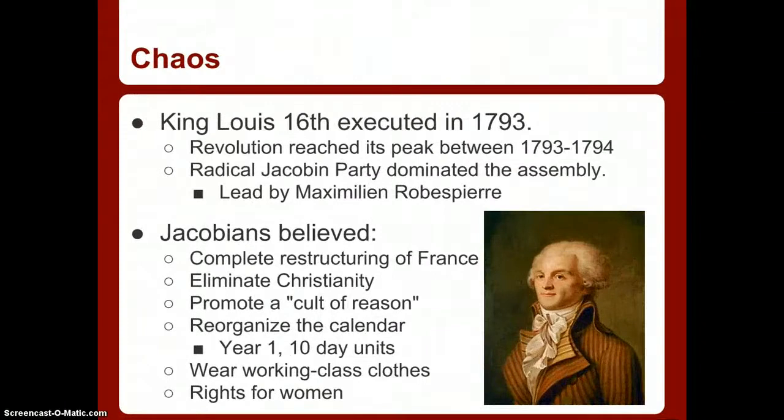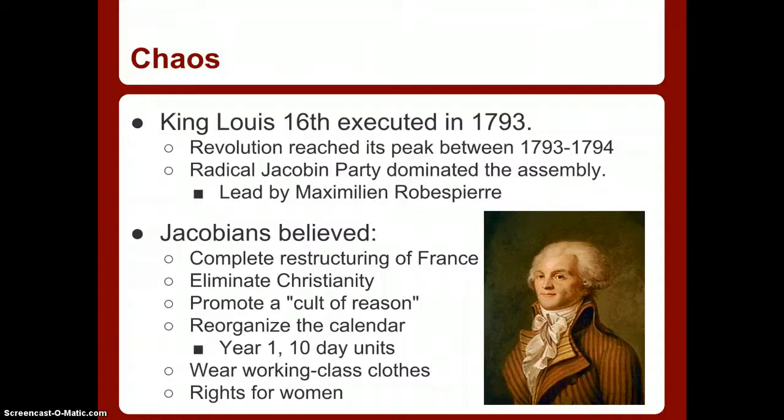Now, King Louis XVI is executed in 1793, and what this does is it opens up a wave of chaos. This revolution is going to explode from here. So between 1793 and 1794, this period is known as the Reign of Terror. This is where a lot of people are going to be exposed to a very brutal death via guillotine.